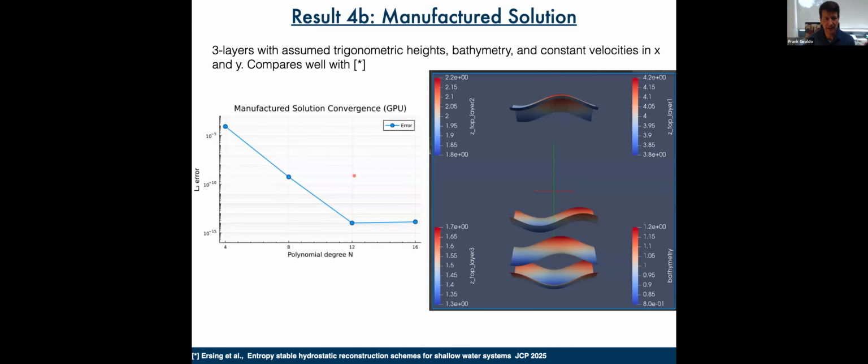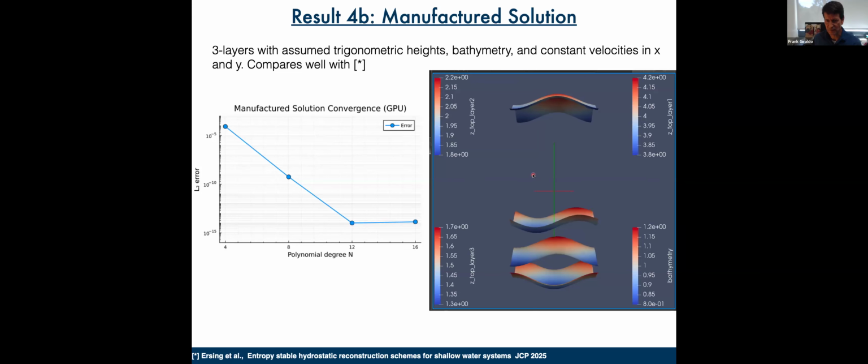We also did a manufactured solution, right? So this is now a three-layer problem where you assume a trigonometric solution, heights, bathymetry, constant velocities, etc. Plug it into the governing equations, and you get a source term, and then you know what the solution is, and then you can show that you get a certain convergence rate, and we hit convergence pretty quickly at 12 degree polynomials. We're getting very close to double precision.